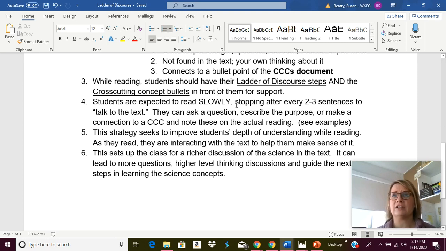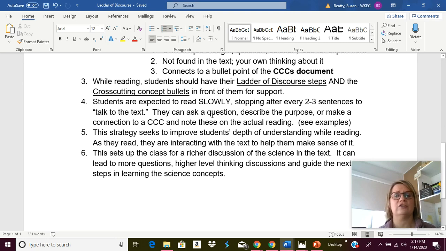They're supposed to read slowly, every 2 to 3 sentences, talk to the text, ask a question, tell what they think the purpose of it is, make a connection to a cross-cutting concept, and note those on the reading. I'm going to show you some examples here in a second. The point of all of this is to improve students' depth of understanding while they read.